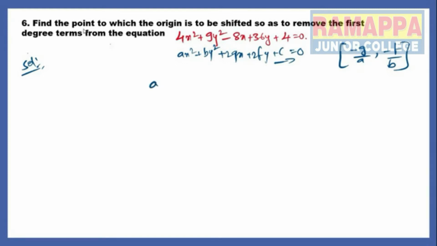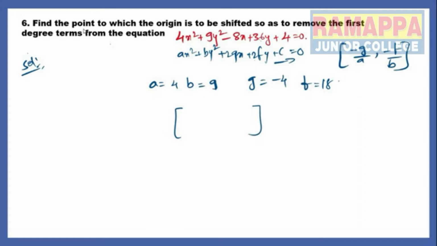From this, a is equal to how much? 4, and b is equal to 9 here. g is equal to, this is 9, not g, this is 9. So g is equal to how much? Minus 4. And here f is equal to 18 here. Okay, so we put the values in this one.